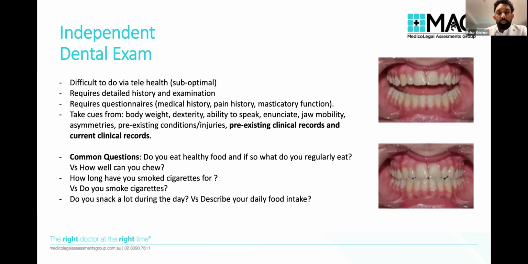So some of the questions that we ask, we might frame a question: do you eat healthy food? And if so, what do you regularly eat, versus how well can you chew? Because what somebody eats gives us an idea of what they can chew. Whereas if we ask them what they can chew, they might downplay or they might augment their response based on what they want to gain out of the session. So it's really important that we think about the questions that we ask.